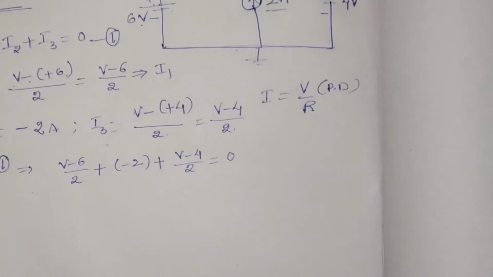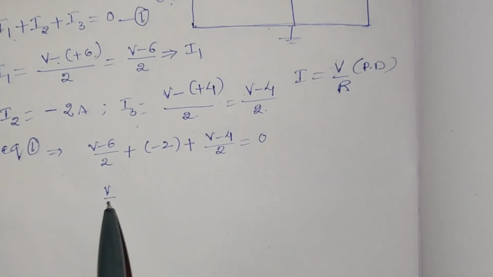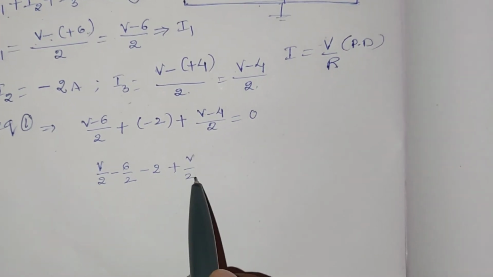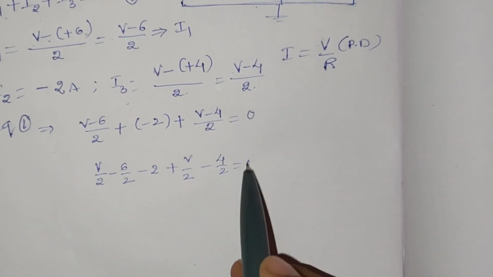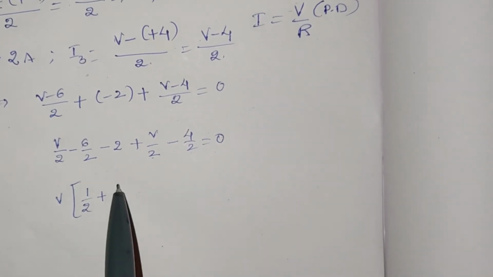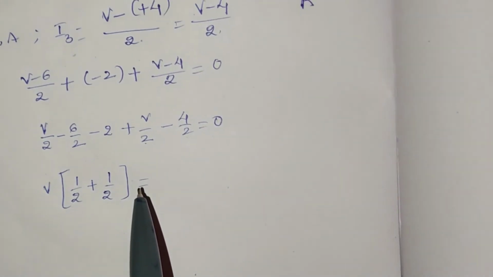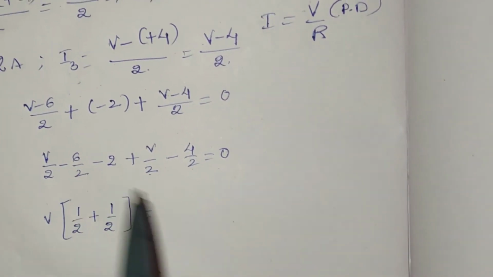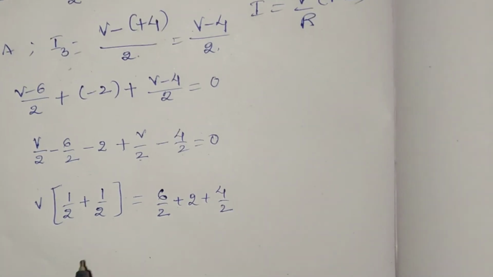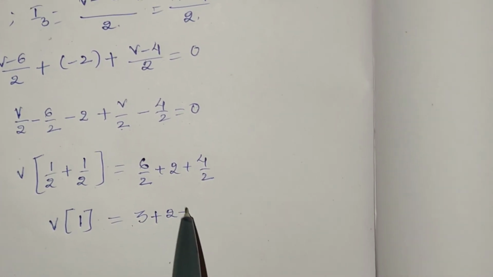Let us try to find V here. I am rearranging the expression. That can be V by 2 minus 6 by 2 minus 2 plus V by 2 minus 4 by 2 equal to 0. I am taking V common, so that will be 1 by 2 plus 1 by 2, and the rest I am taking to the other side of the equation. That is 6 by 2 plus 2 plus 4 by 2. If I rearrange this, that will be V into 1 equal to 3 plus 2 plus 2.